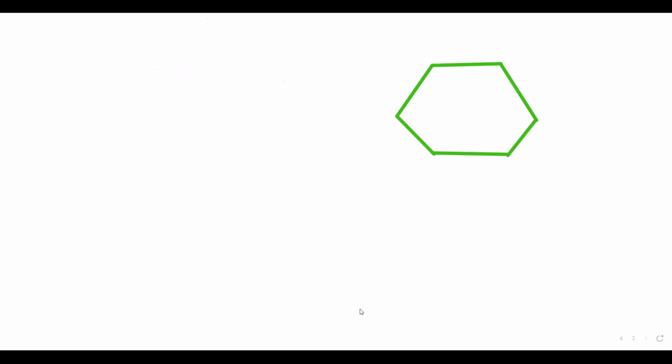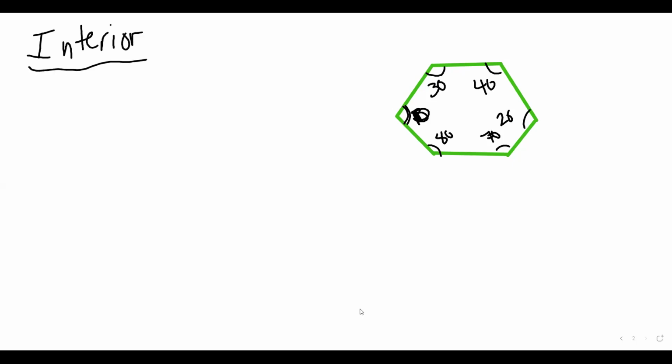Now if we have the same hexagon, but this is 30, this is 40, 20, 70, 80, and I need to find this angle, angle D. The first question is which type of angles I am talking about, exterior or interior? Interior, bravo. And in order to find the interior, what is the summation of the interior angles? The summation for the exterior is 360. So what about the interior?